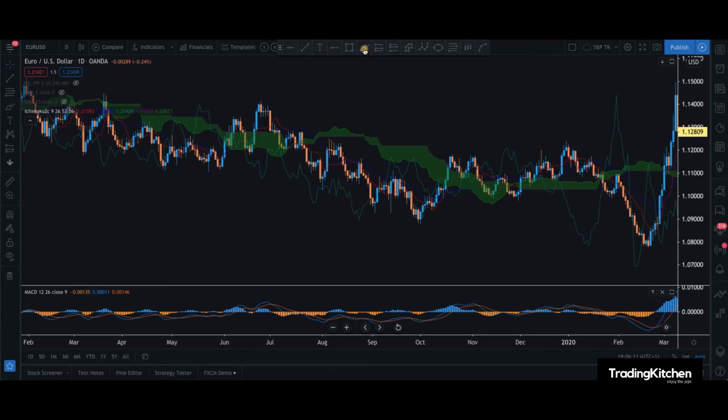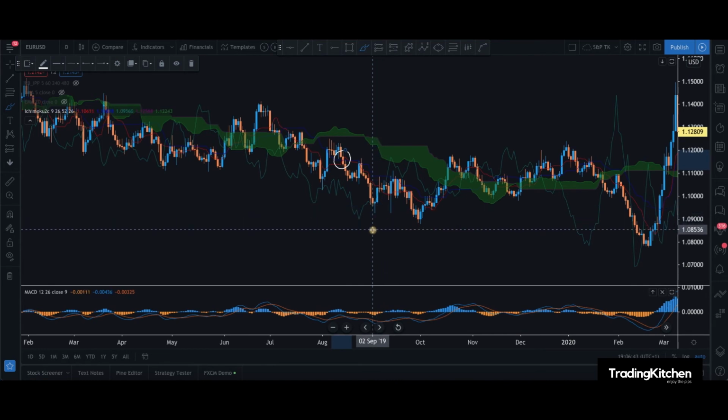Vice versa, when we are below the cloud and we see the cross line cross from down to up the baseline, this means that trend is weak. Bearish trend is, or rather a bullish trend is weak. As in this case, the bullish trend never began.